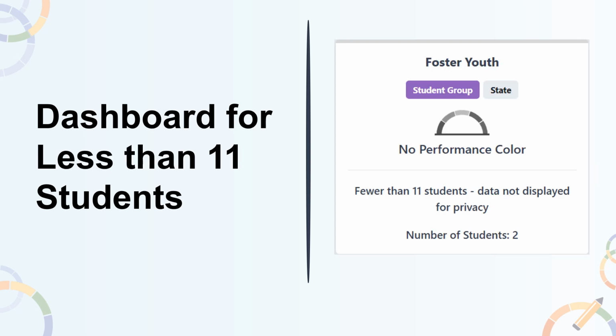The dashboard for less than 11 students is very limited in information. If the N size is less than 11 students in the denominator, then no data are reported on the dashboard to protect students' privacy. In this final sample card, the foster youth group is selected and displays no performance level, a grayed out gauge, and no data on distance from standard or change. The number of students, or N size, is 2. Similar to the other cards, there is an option to select the student group and compare it with the state student group results.